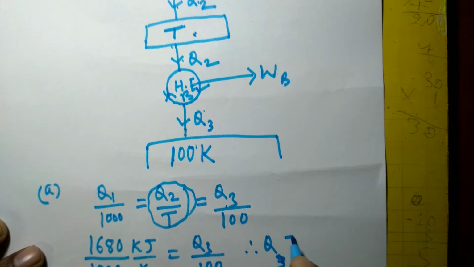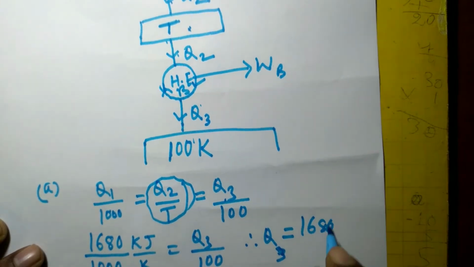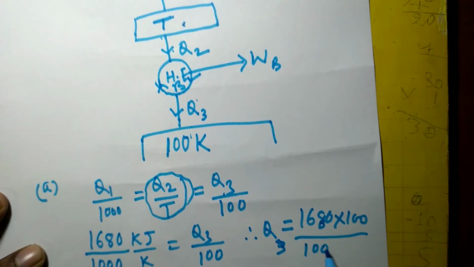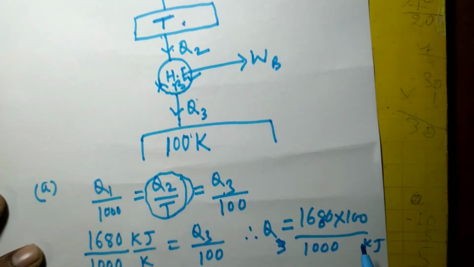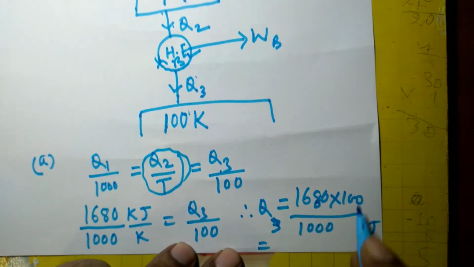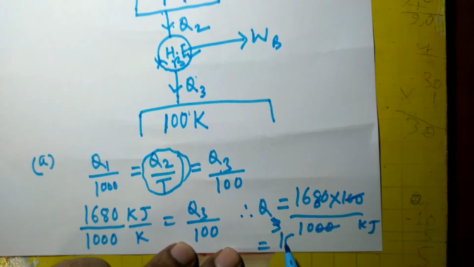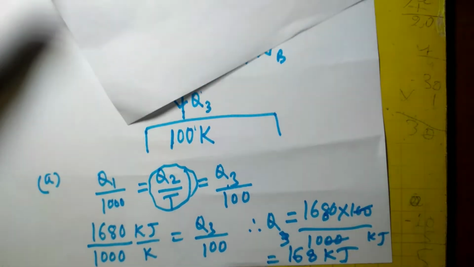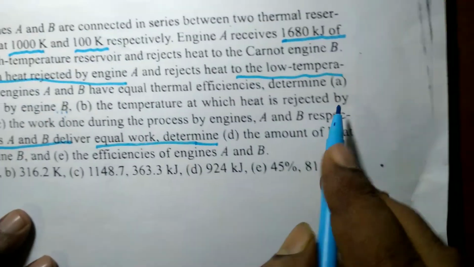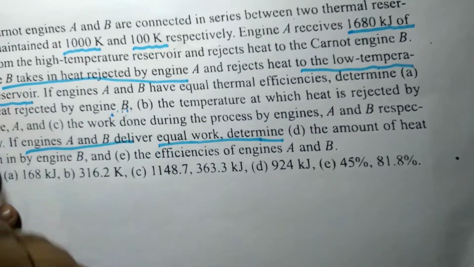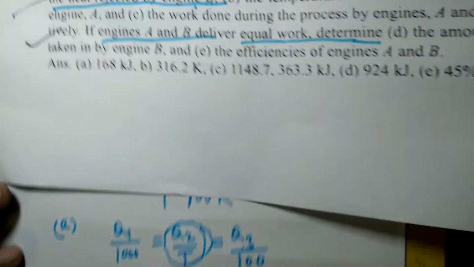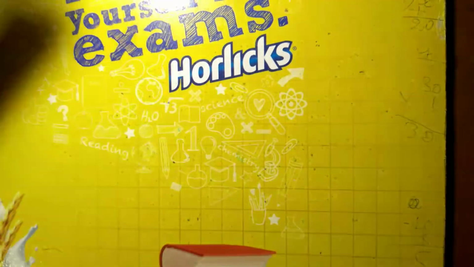Q3 is equal to 1680 multiplied by 100 divided by 1000 kilojoule, and this is equal to 168 kilojoule. So whatever has been asked in the first bit, determine the heat rejected by engine B, here the answer is 168 kilojoule.